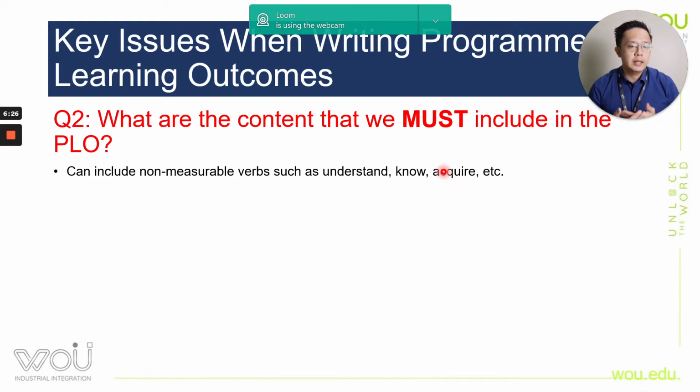You can get input from stakeholders, industry members, and other external parties to give you ideas of what skill set is required for graduates to be competent in the job market later. In operational and technical terms, you can include non-measurable words in developing your program learning outcome. It's okay, for example, to include words like understand, know, and acquire.